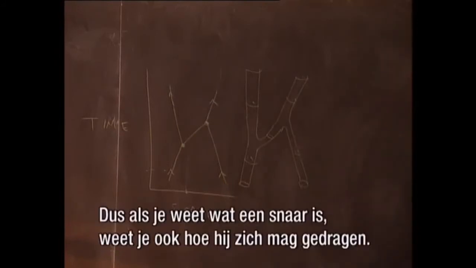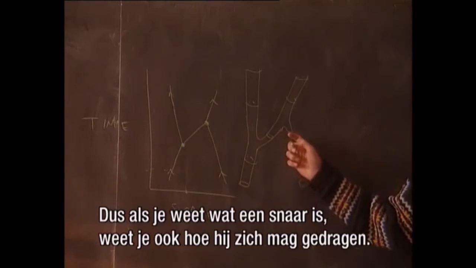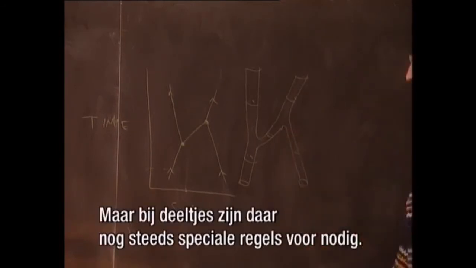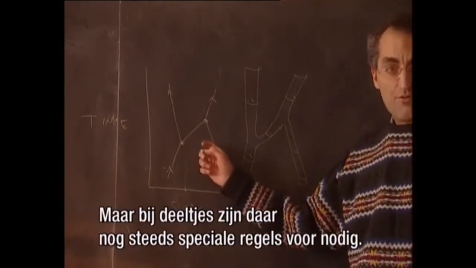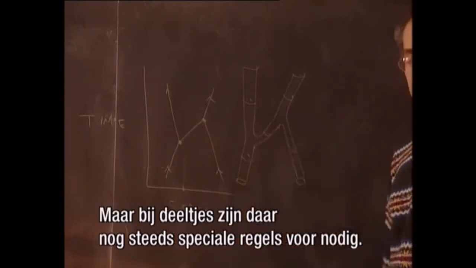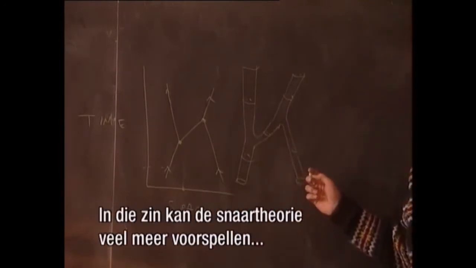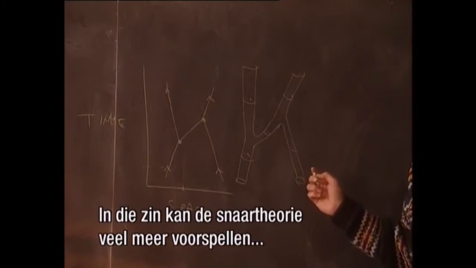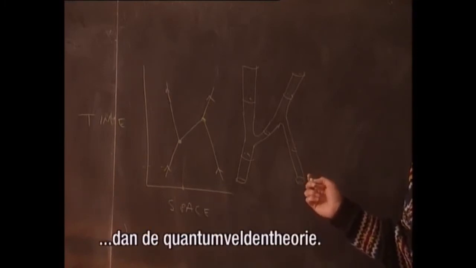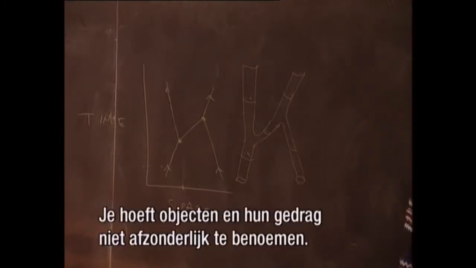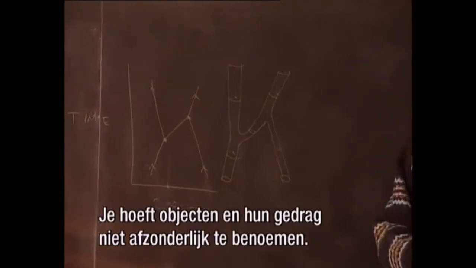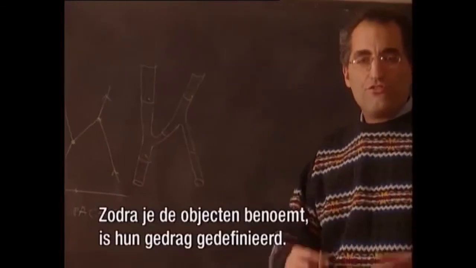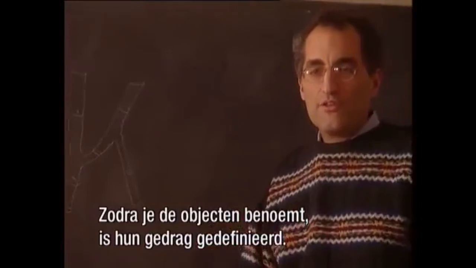So the result of that is that if you know what the string is, you also know how it interacts. You know what it's allowed to do. But if you know what the particles are, you still need a separate recipe for how it's allowed to behave. So that sort of is the germ of the fact that string theory is much more predictive than standard quantum field theory. You don't need to separately say what the objects are and how they behave. Once you've said what the objects are, how they behave is completely defined.